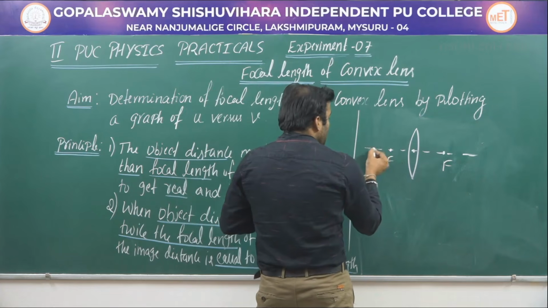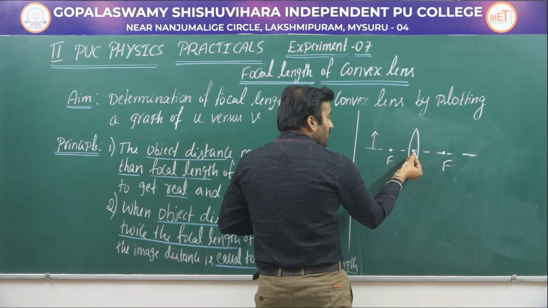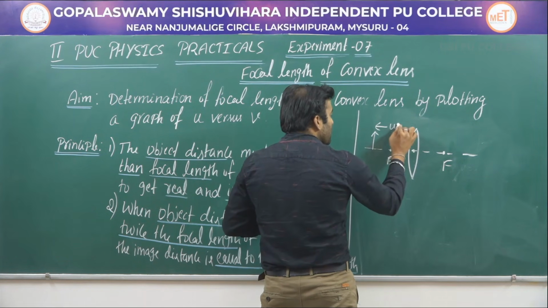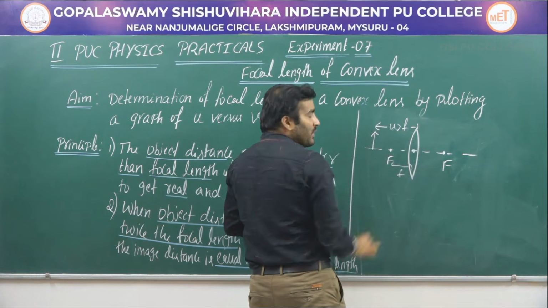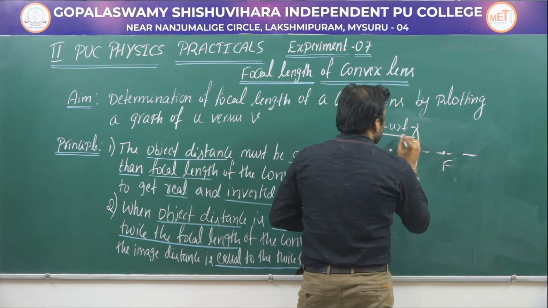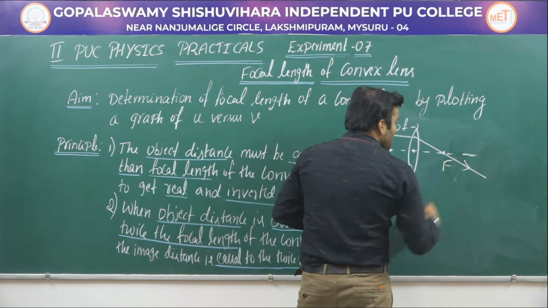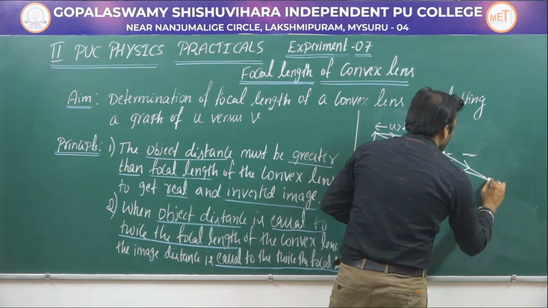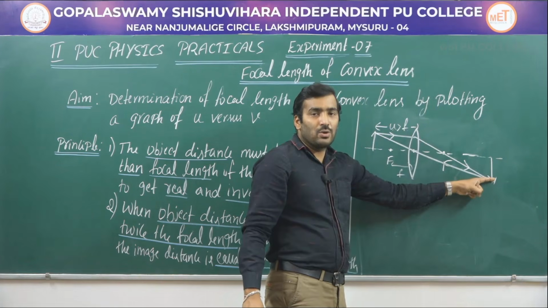If I place an object somewhere here, the distance from the lens to the object is the object distance. This object distance is more than a focal length, correct? If this is the focal length, this object distance is more than the focal length. So when I place the object here, a ray of light incident parallel to the axis will be refracted in this direction, and one more ray which passes through the optical center will go like this, so that a real and inverted image is going to form.